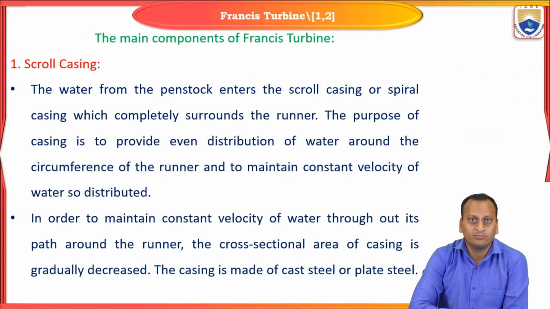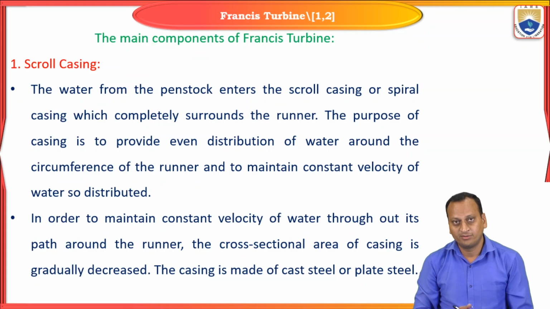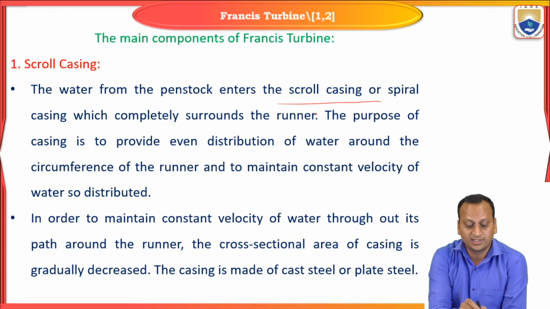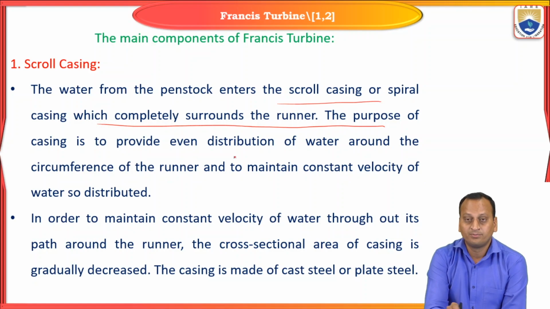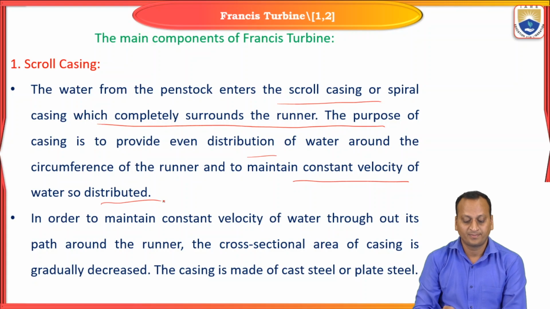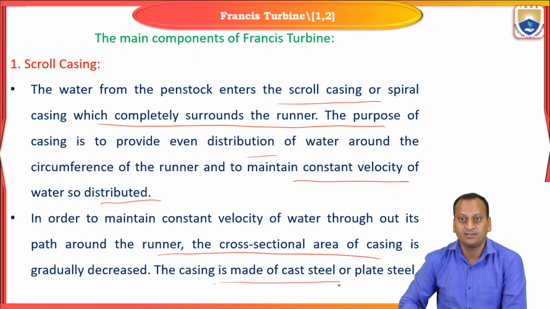The scroll casing, different components of the Francis turbine. As we discussed, we have seen in the previous diagram how they were located at different places. The function of the scroll casing, or spiral casing, is that the water from the penstock enters it and it completely surrounds the runner. The purpose of the casing is to provide even distribution of water around the circumference of the runner, and to maintain constant velocity of water so distributed. In order to maintain a constant velocity of water throughout its path around the runner, the cross-sectional area of the casing is gradually decreased. The casing is made of cast steel or plate steel.